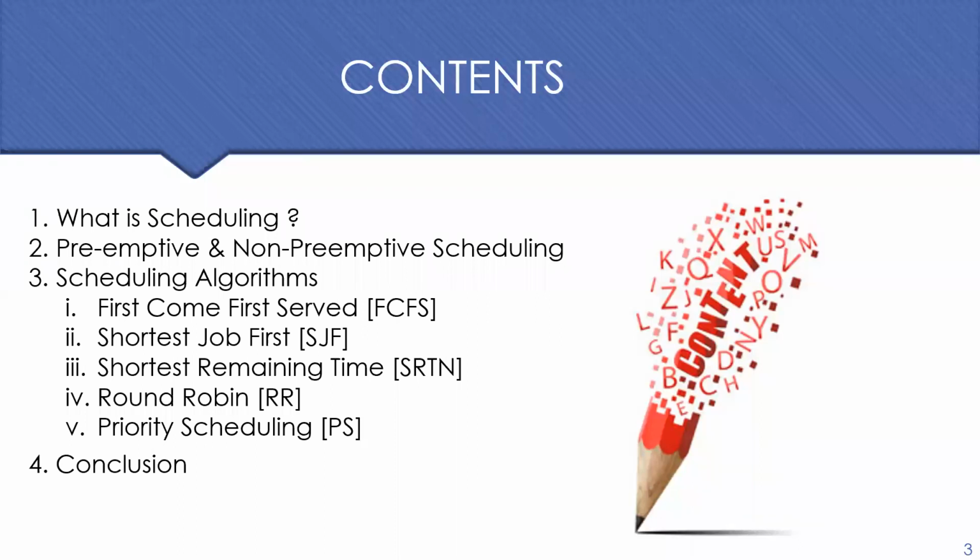Let's see the contents of our presentation. First, we will understand what is scheduling, then preemptive and non-preemptive scheduling will be discussed. Then five types of scheduling algorithms: first come first serve, shortest job first, shortest remaining time, round robin, priority scheduling. At the end, we will see the conclusion of our presentation.